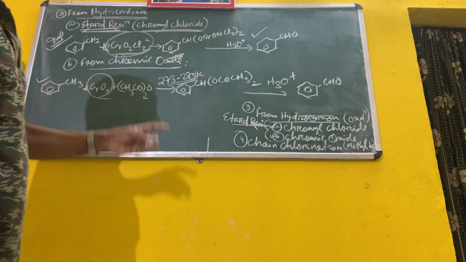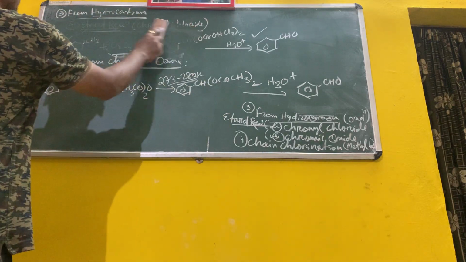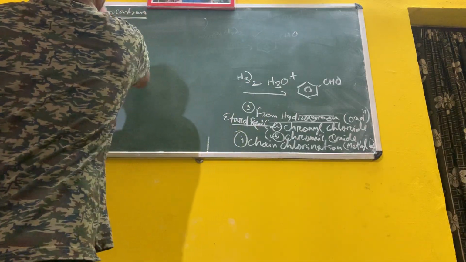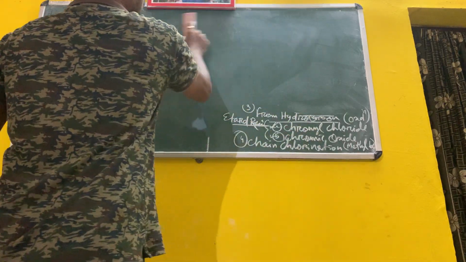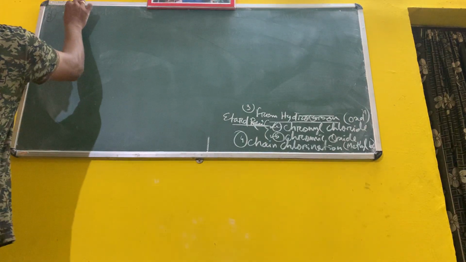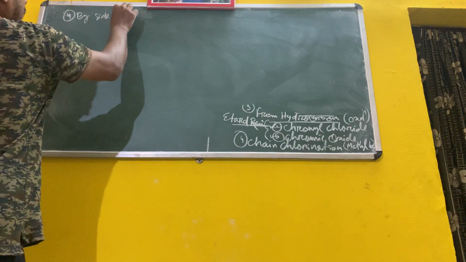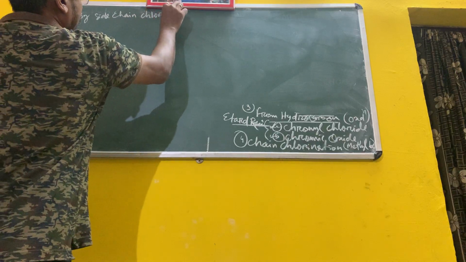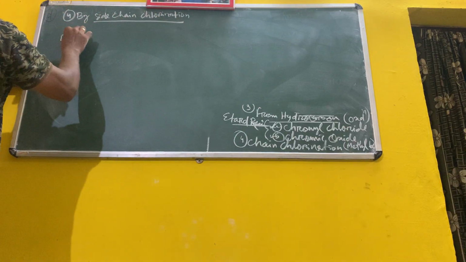Then next is side chain chlorination. The fourth method is also from hydrocarbon, from toluene, but not oxidation, so it is categorized as another point. That is your fourth point, side chain chlorination.